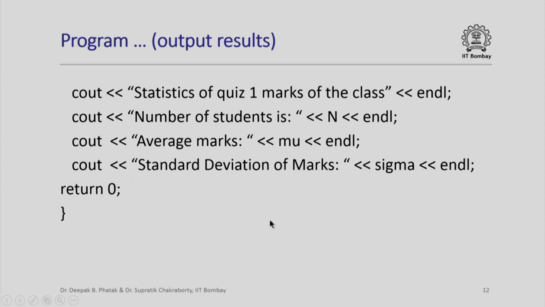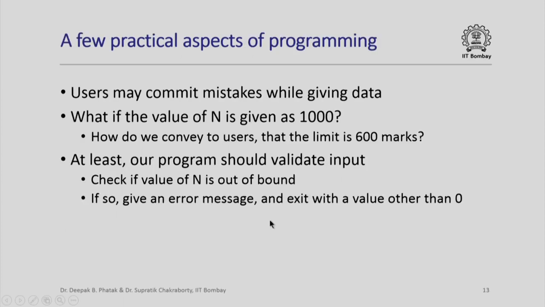From now onwards, we shall be looking at complete programs which solve practical problems. Since we are going to write programs for such purposes, it is important that we remember a few practical aspects of programming. For example, when we run this program, a user might make a mistake while giving data. What if a user has 1000 students? The user gives the value of n as 1000. However, we must convey to the users that the limit is 600 marks. So at least our program should validate the input. If the value of n is out of bound, we must give an error message and exit the program.